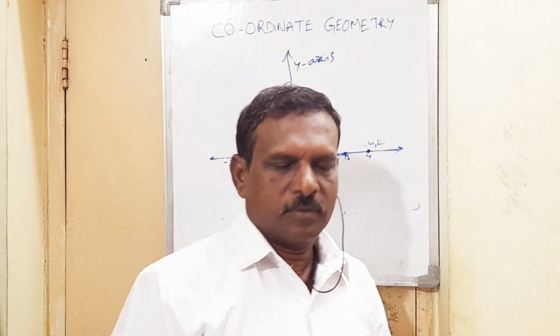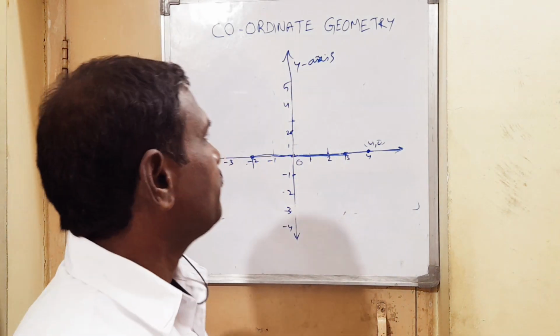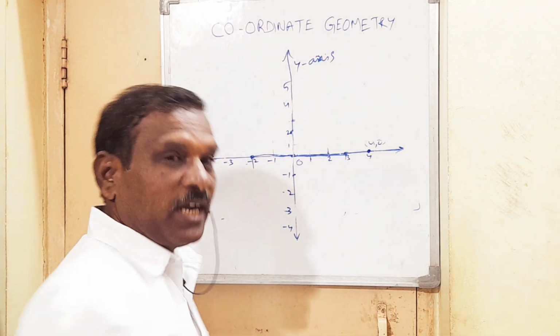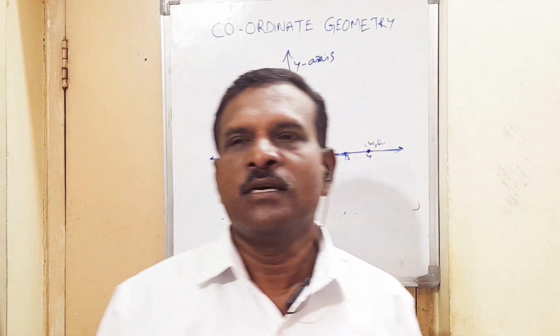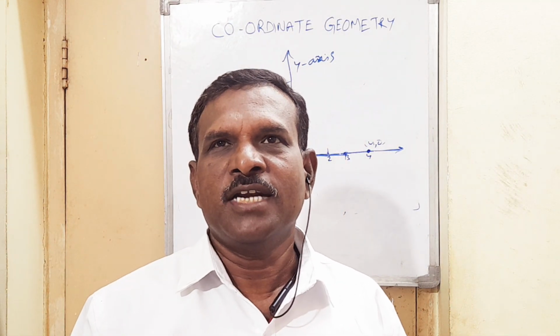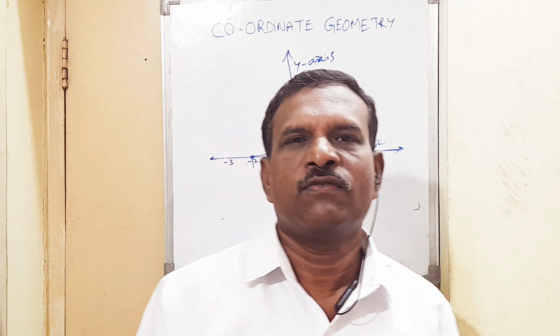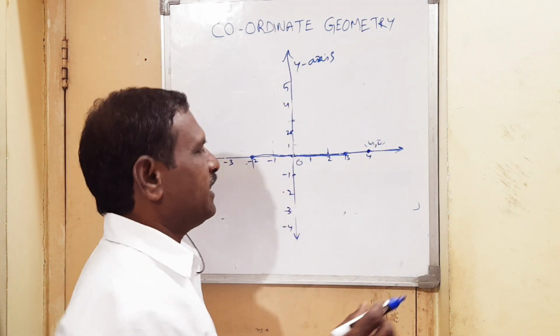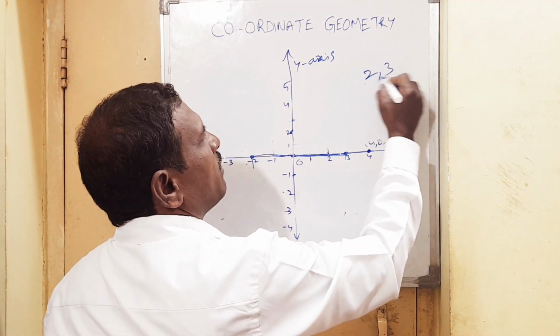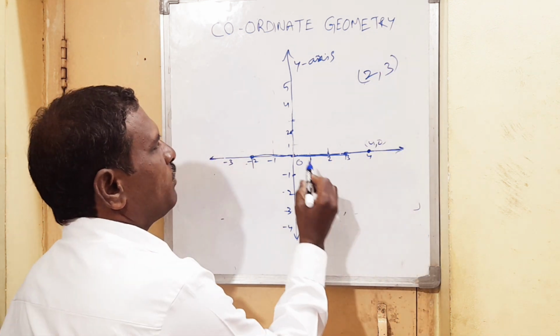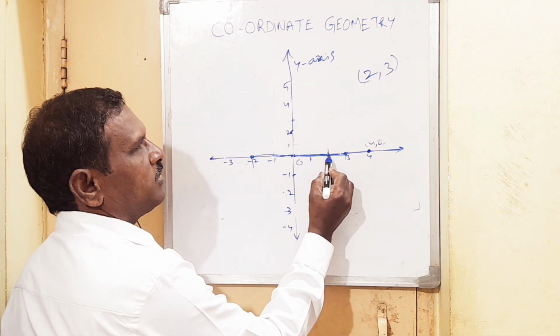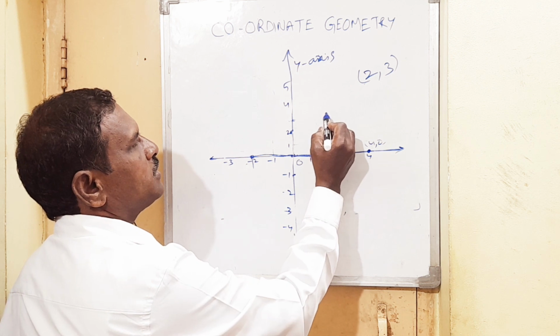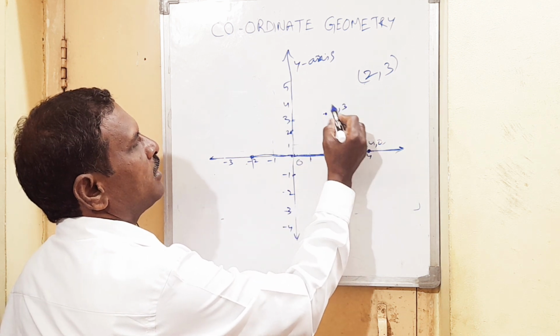Now, one more thing, let us see. Suppose you are given a point, you should find the distance of the point from x-axis or y-axis. How to identify, let us see. So the point 2 comma 3 is given. You know how to plot. From here to here we move, then we go upward. This is 2 comma 3.